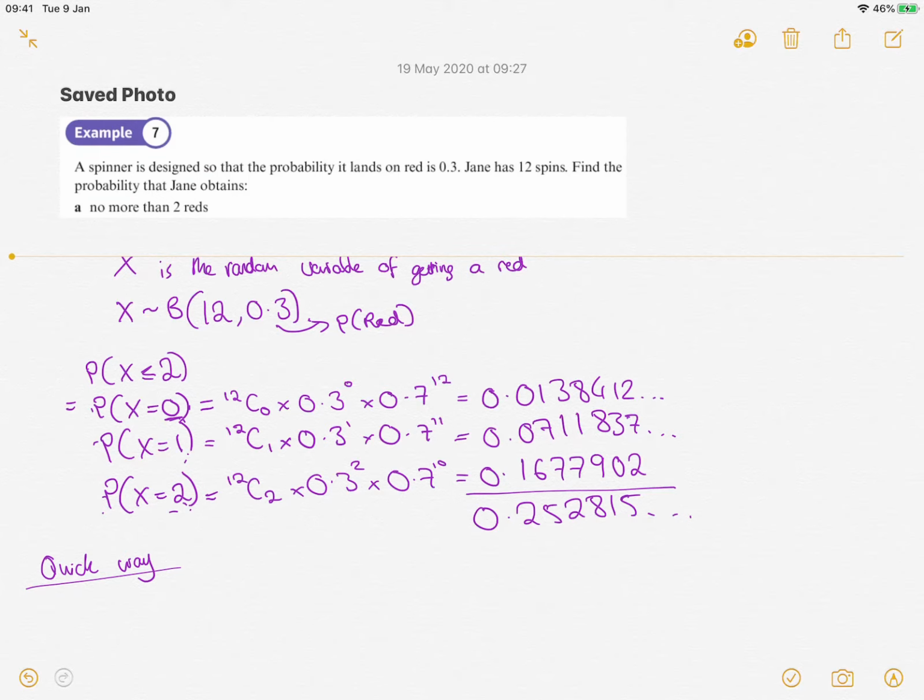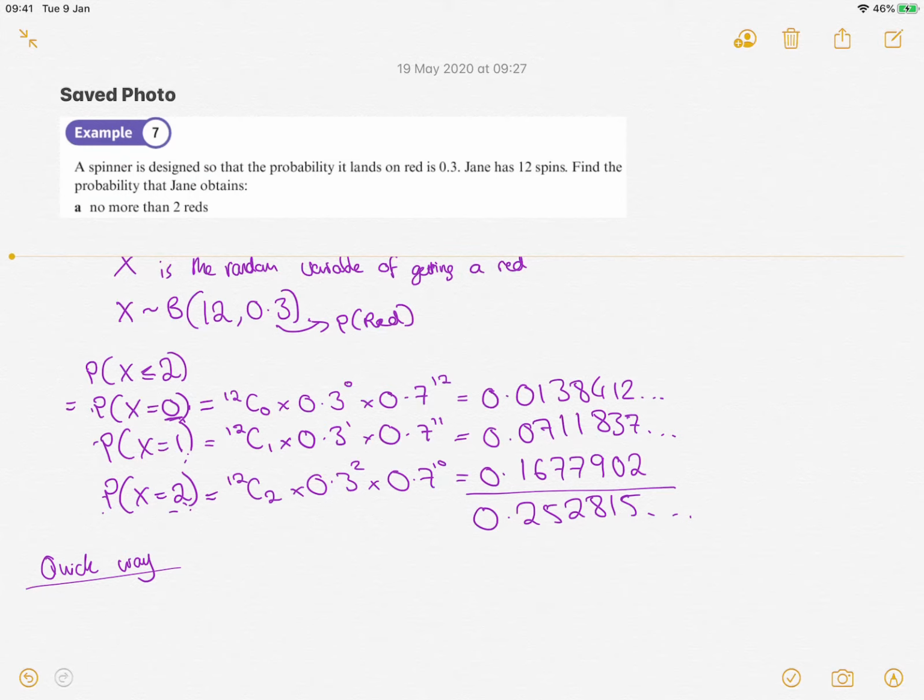Well, this time our lower limit is not the lowest probability, but the lowest number of successes that you want. So the lowest number of successes in this case is 0 reds. So for low you put 0. Upper is your highest number of successes that you want. So that's 2. And then the number of trials is 12, and the probability is 0.3.